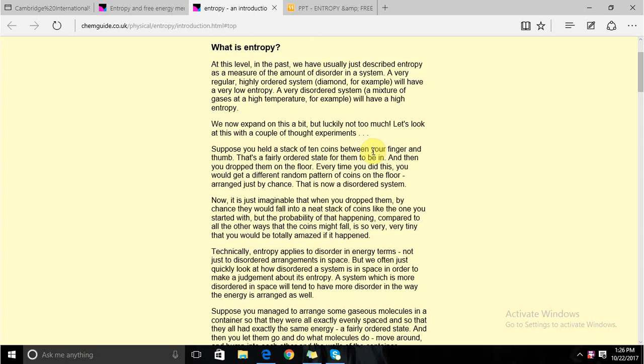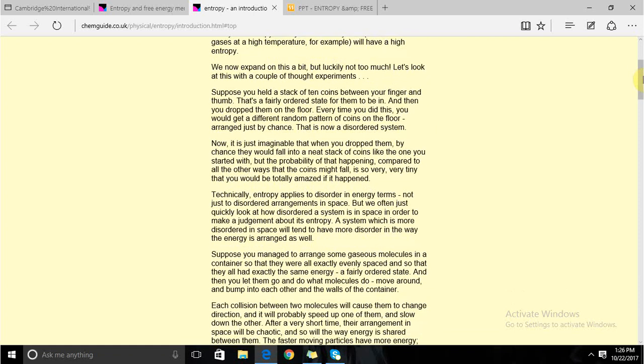And then you drop them on the floor, and every time you did this you would get a different random pattern of coins on the floor arranged just by chance, and that would be a disordered system. Now it is just imaginable that when you dropped them by chance they would fall into a neat stack of coins like the one you started with, but the probability of this happening compared to all the other ways that the coins might fall in a disordered way is so very tiny that you would be totally amazed were it to actually happen.